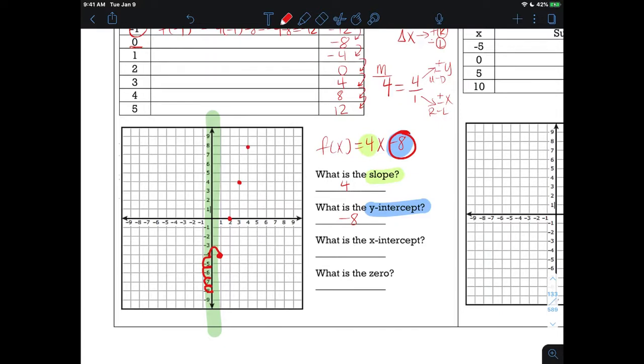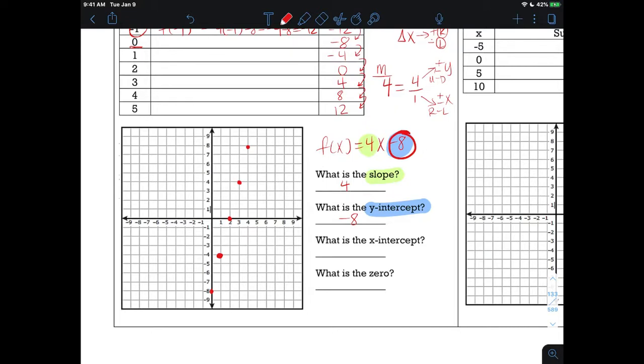Okay, so now I'm going to look back at my y-intercept. The thing is, I still have a little bit of graph over here. I want to know where that line is going to go. So in the opposite direction, I do the exact opposite. 4 down, 1 left. 4 down, 1 left.